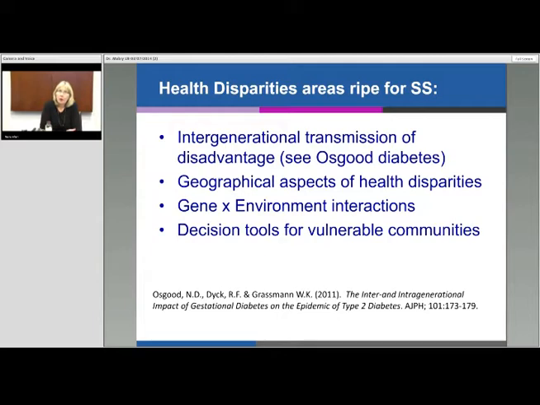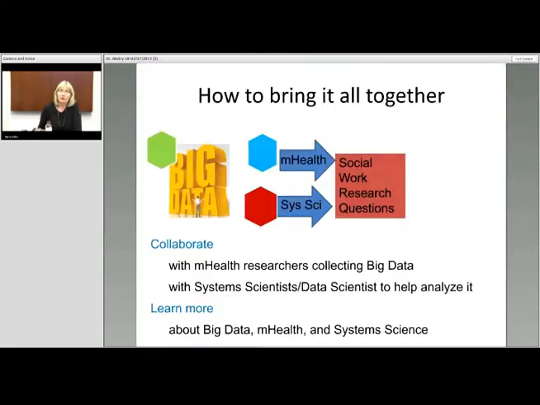We need to know more about gene and environment interactions. I think the work by Ross Hammond is a wonderful start in that area. It's the only area that I know of where anybody's doing system science to explore those kinds of questions, so it's a wide open frontier there. And we need decision tools like the one you saw for PRISM to be developed for vulnerable communities. And in fact, for anybody who's got limited resources, which is just about all of us, none of us have infinite resources, and have decisions to make based on a lot of good evidence.